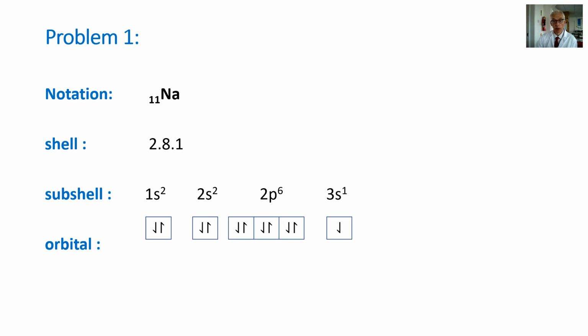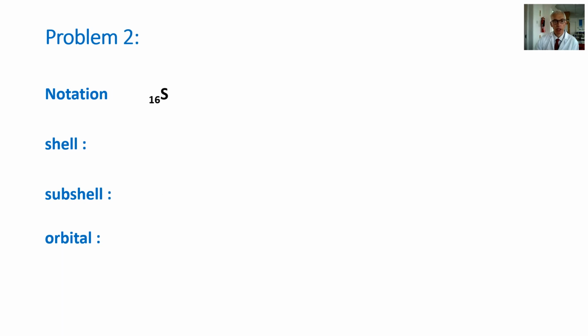Okay, so I'm going to move on to problem number 2. So this is for sulfur with 16 electrons. Pause the video and give me, or write yourself, a shell, a subshell, and an orbital notation electron configuration for sulfur, please. Check your answers when you're ready.